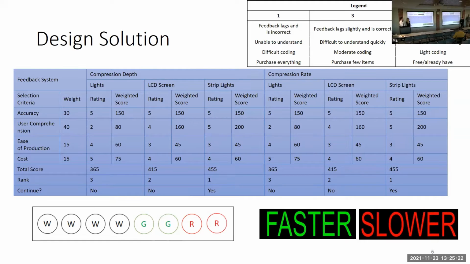So as the user compresses down, they'll slowly illuminate the lights. The green area indicates the depth between 2 and 2.4 inches. So that will indicate that they're doing it correctly. And then there will also be faster and slower. We 3D printed some signs that will illuminate if they need to go faster or slower. Otherwise, if they're going between the 100 to 120 beats per minute, nothing will be illuminated.